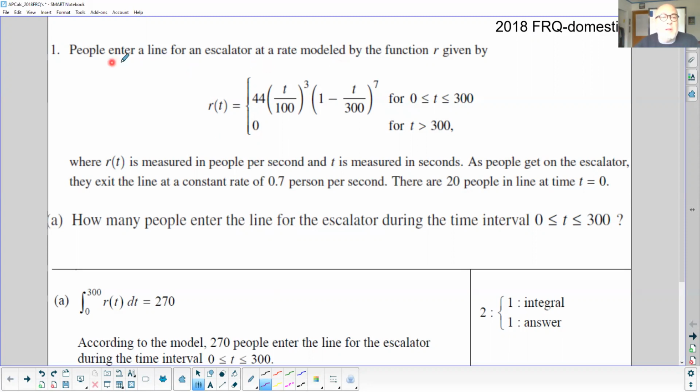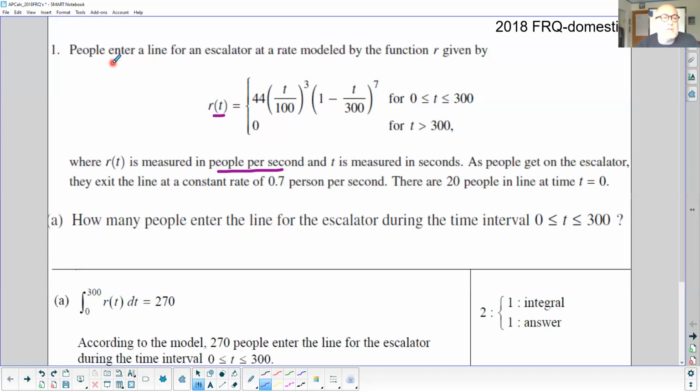People enter a line for an escalator at a rate modeled by this function R. I have my piece of paper with me with my pencil, and something important is that this R of t function is a rate. So it's very important that you're keeping track of the units. R of t is measured in people per second. Maybe I'd write that down, depending on time and how quickly you move through these questions. Many of you probably do pretty fast, but with this year, 2020, I don't know how much time you're really going to have on a 25-minute FRQ.